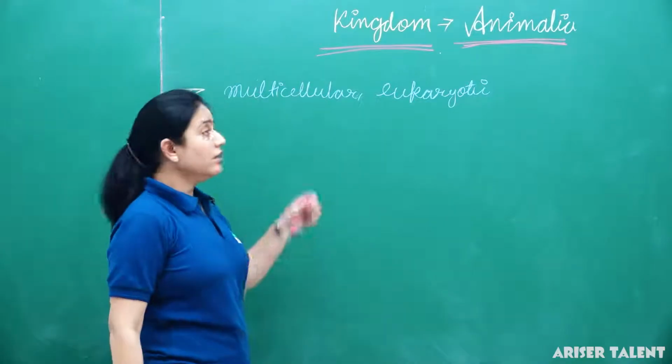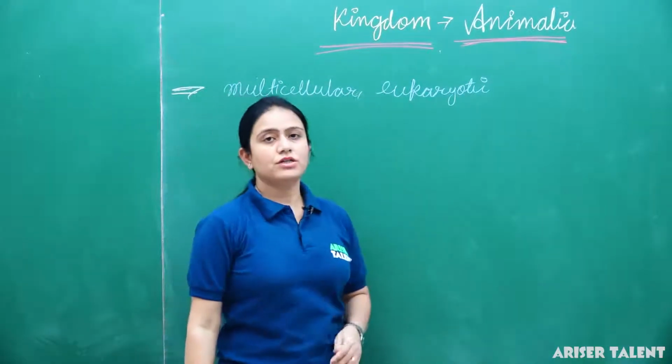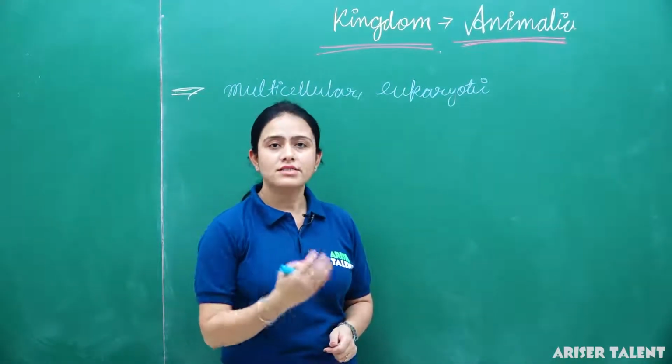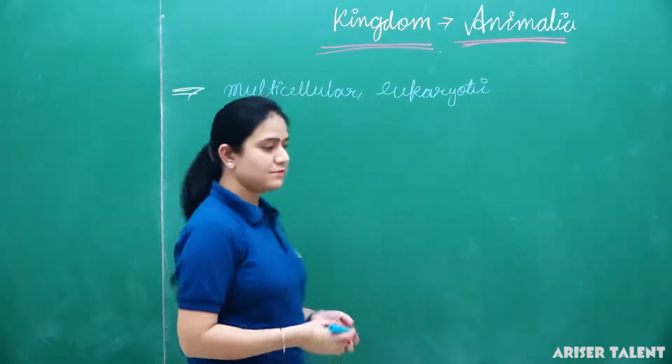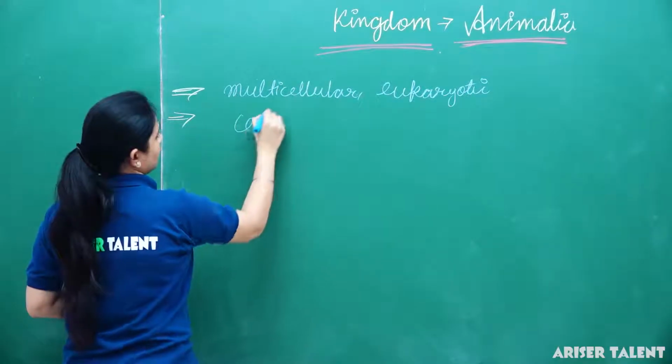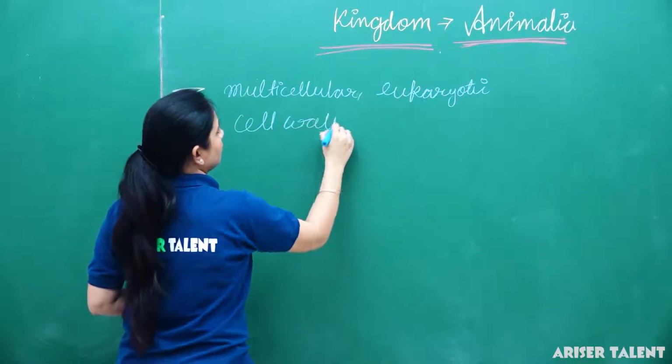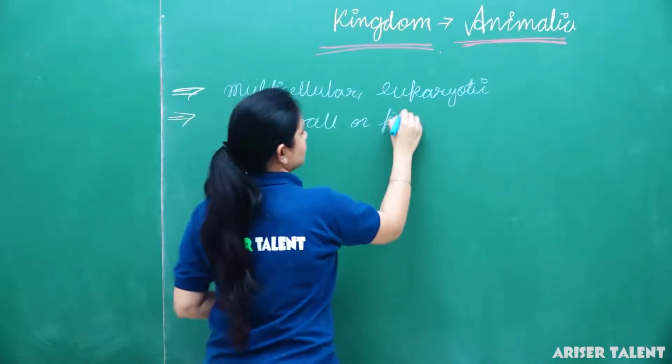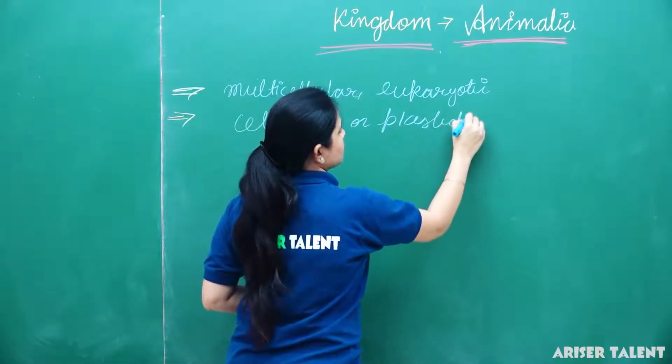If we talk about the cell structure, then they do not have cell wall, and plastids are absent. Clear?